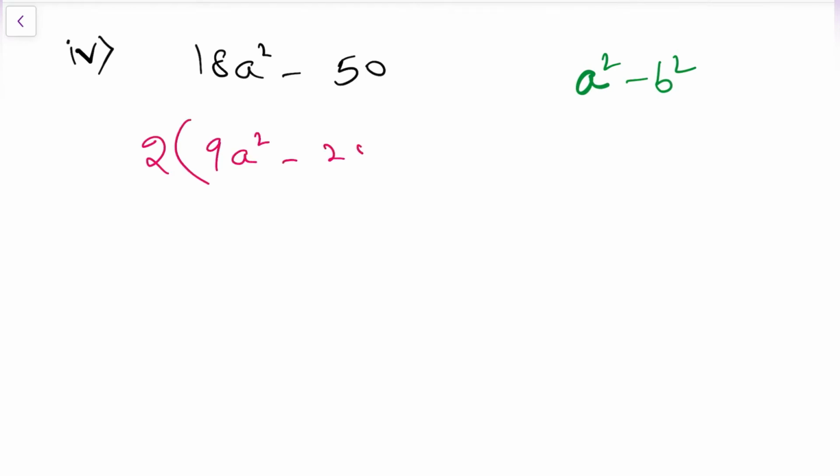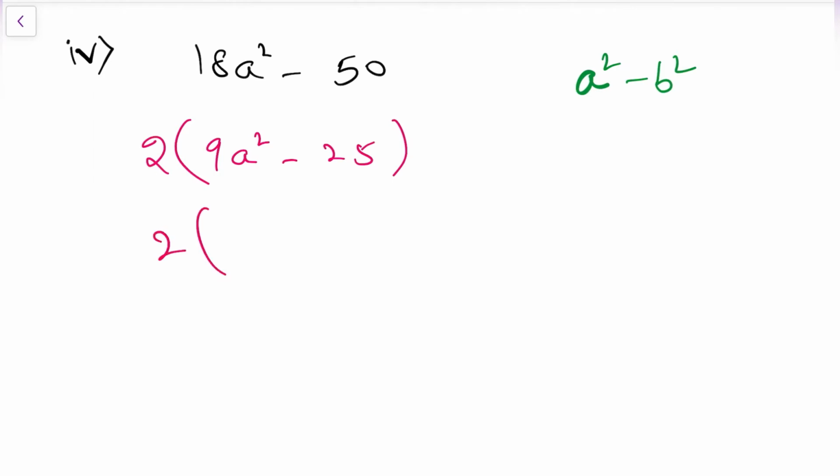18a² minus 50. Now if we observe this, here only two terms are there. Related to only two terms, we know only one formula, that is the a² minus b² formula, because anyway here squares are there. Now if we observe, 18 is not a perfect square, 50 is also not a perfect square. So to make them into perfect squares, I will take out 2 common. If I take 2 common, we remain with 9a² minus 25.